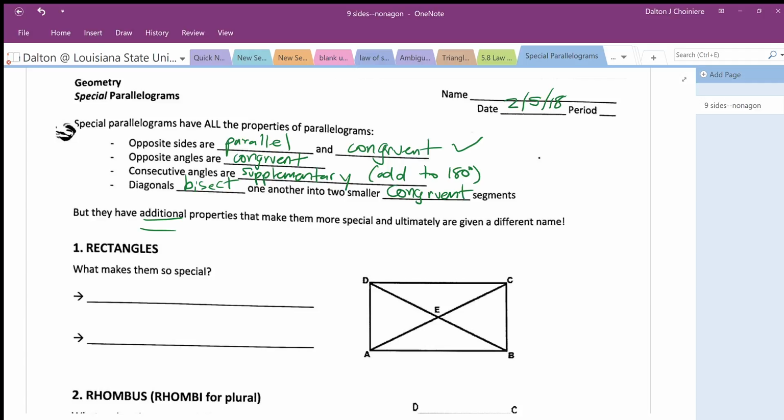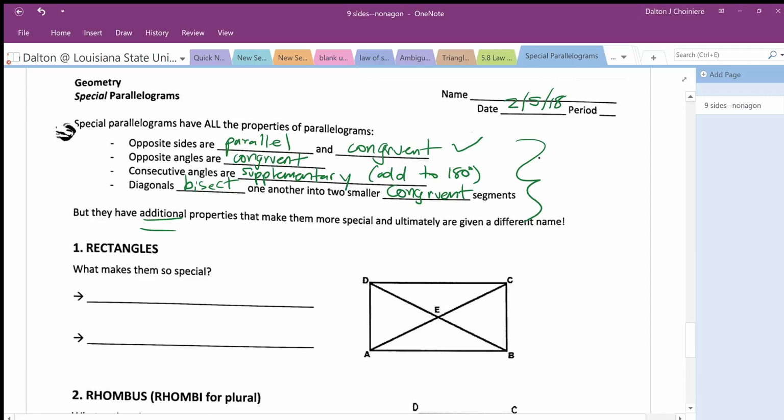Right, and we know that, right? So that's what I just checked off. Okay, so they're parallel. What else? It is a polygon. Its diagonals bisect each other, all these things. So rectangles have two additional qualities other than these four. The first one is this.